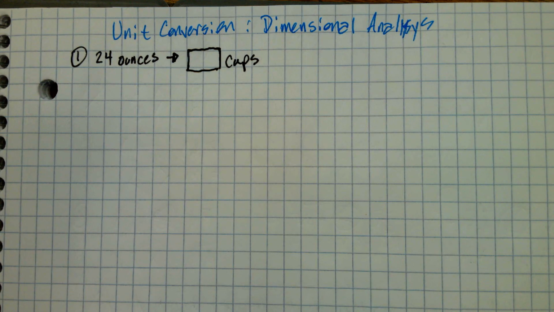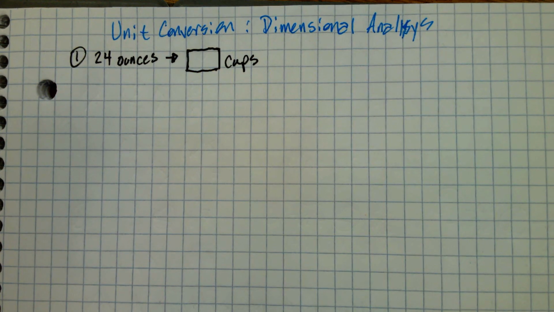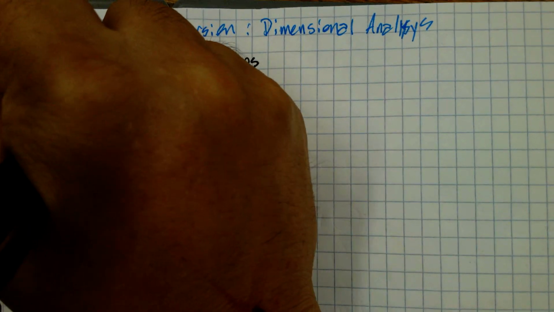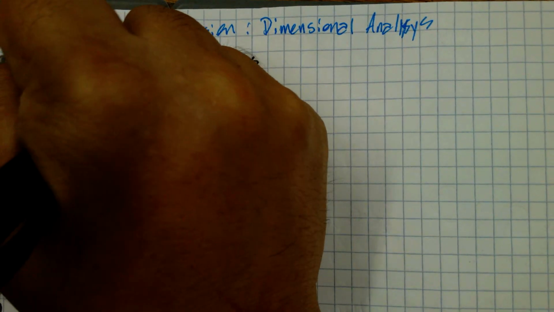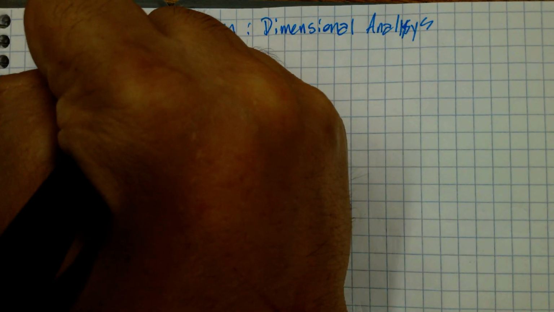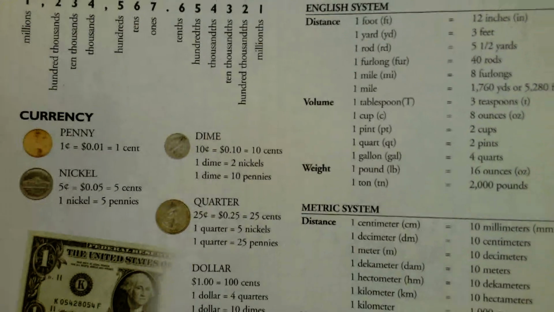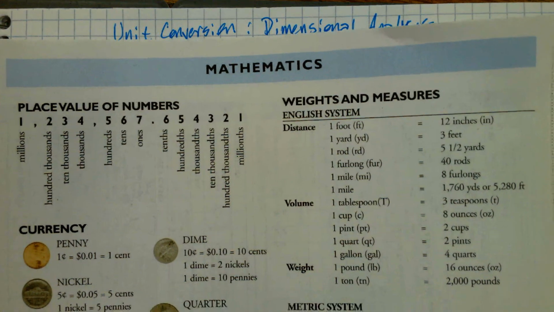All right. So we're going to start off by converting 24 ounces to however many cups. And sometimes we're going to have to do multi steps, like here. Okay. So let's start off with 24 ounces. And then we need to come up with some conversion factor that can help us. So I'm going to use our page 125 from the academic diary. And let's see what we have.